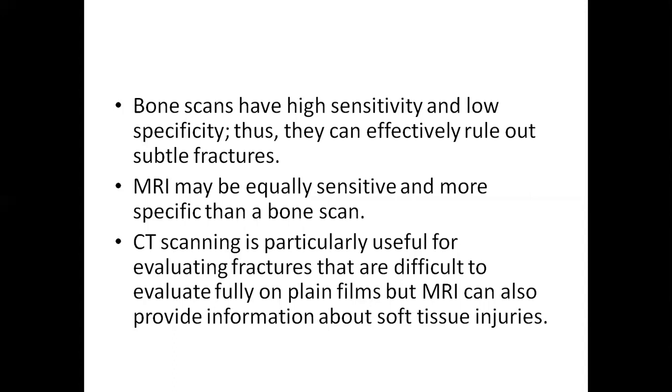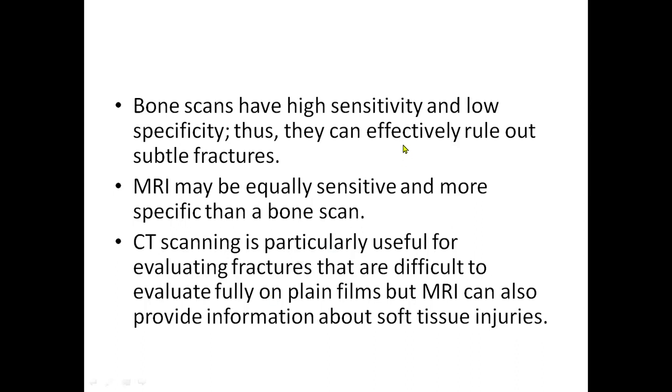Similarly, the MRI may be equally sensitive and more specific than a bone scan. That means the MRI is more accurate and more precise than the bone scan, because both have high sensitivity, but as compared to the bone scan, MRI has higher specificity as well. So that's why MRI is much superior to the bone scan. And why is it superior to the CT scan? Because MRI can check the soft tissue structures, as the CT scan can't. The CT scan can be used for soft tissue, but not that clearly, and not as routinely as MRI is.